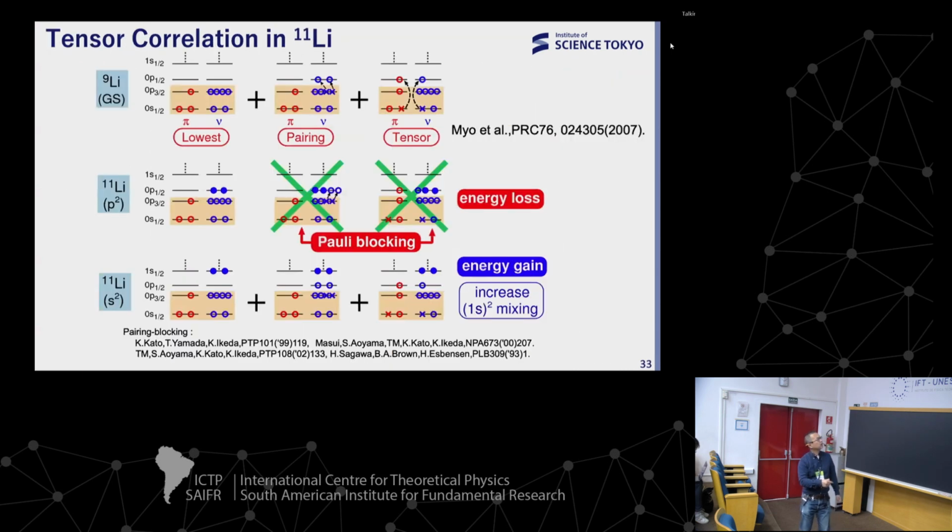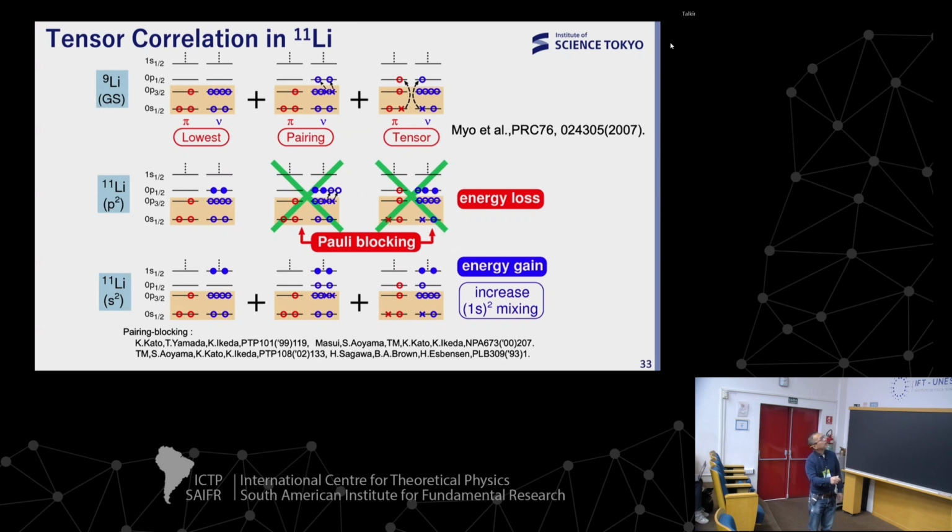One remark about this S and P wave mixture. You wonder why in lithium-11, S and P are mixed, almost equal. There is one explanation which was proposed by Mio-san in this paper. So you can just imagine first the lithium-9 configuration. The lowest configuration is P1/2 half filled, P3/2 half filled, like this. But usually there is a kind of pairing correlation where two neutrons are excited to P1/2 like this.